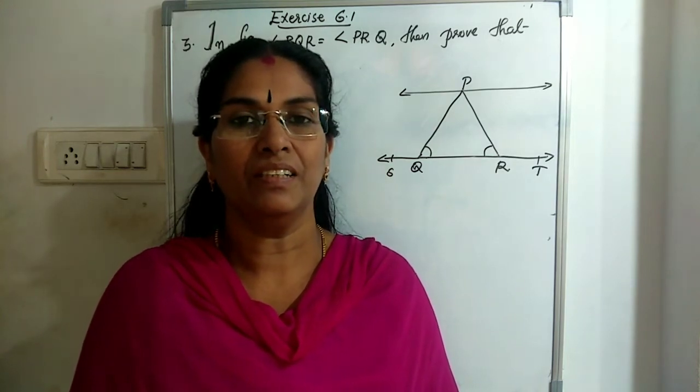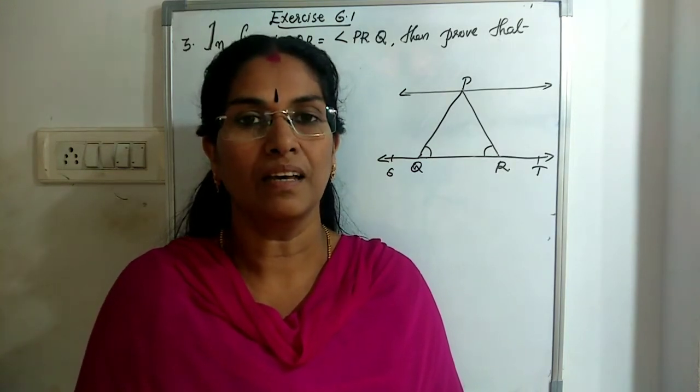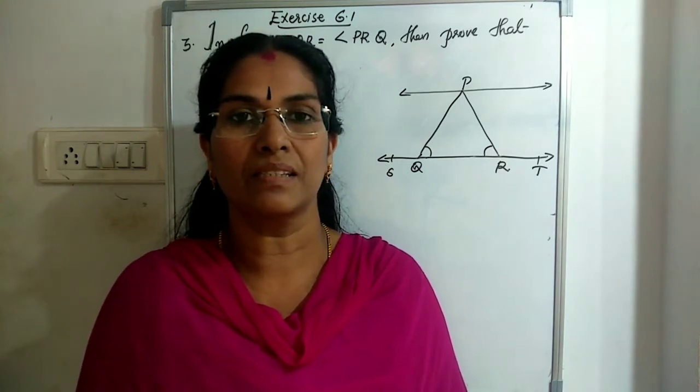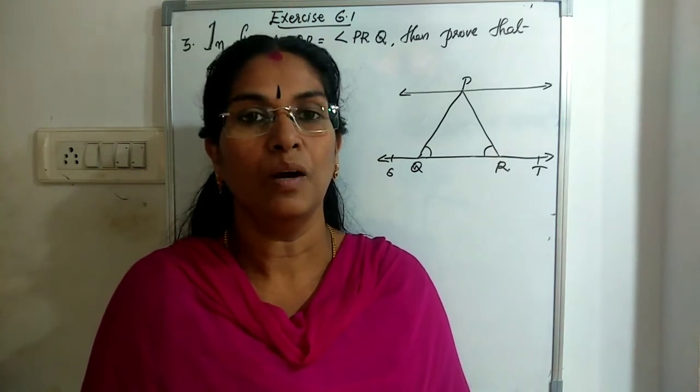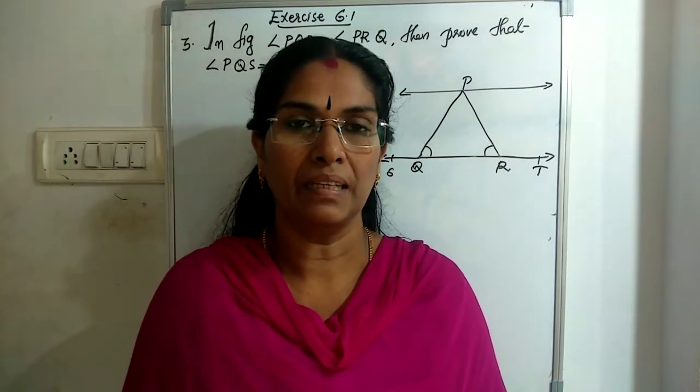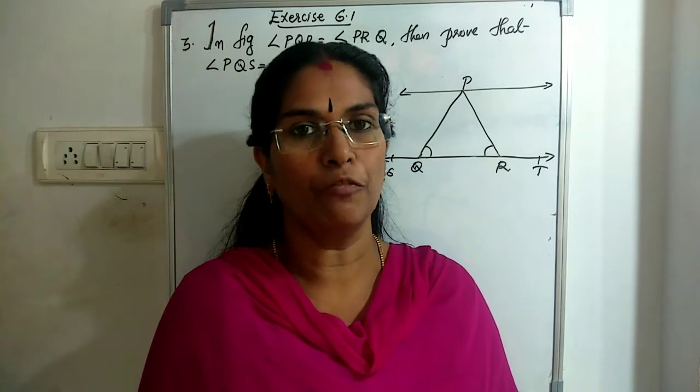We learned the first theorem: vertically opposite angles are equal. And we started to solve exercise 6.1. Now we are going to solve question number 3 from exercise 6.1.